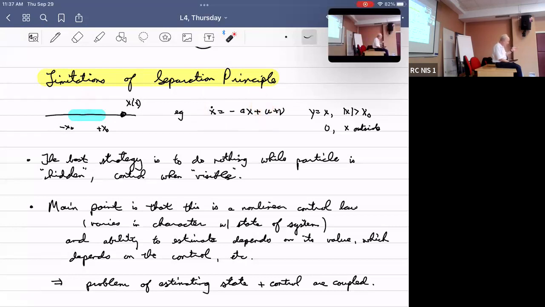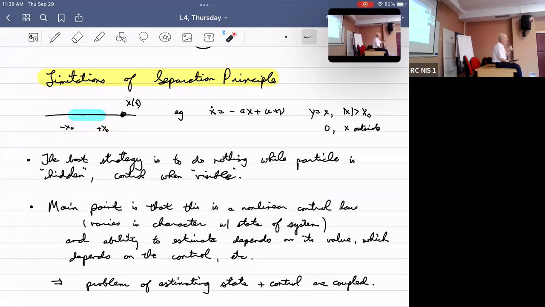We can control it, we can push it around, but there's also thermal fluctuations. But now the observation is, let's say somebody puts a little screen, which I've sketched in blue, so you can't see the particle at all in this interval, but you can see it when it's here or here. And so without going through a formal calculation, you can see that the best thing to do for control, particularly if you care about minimizing the amount of control that you use, is to do nothing when it's inside here, because you really have no information at all about where it is, and only try to apply control when you can actually see it.